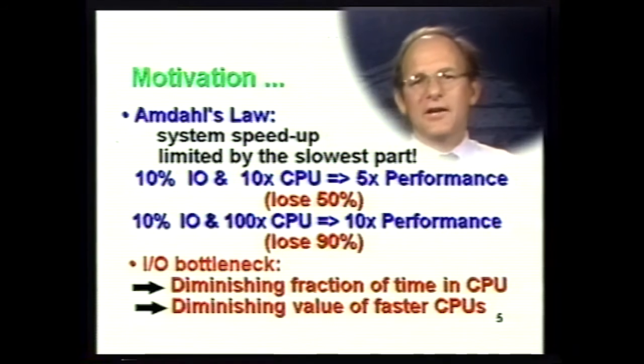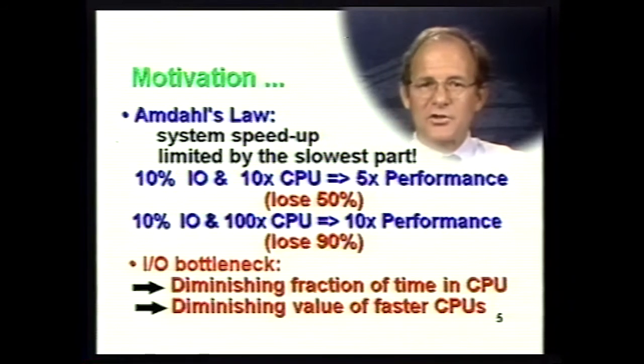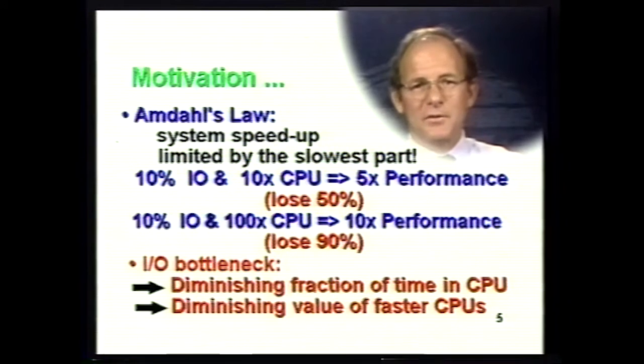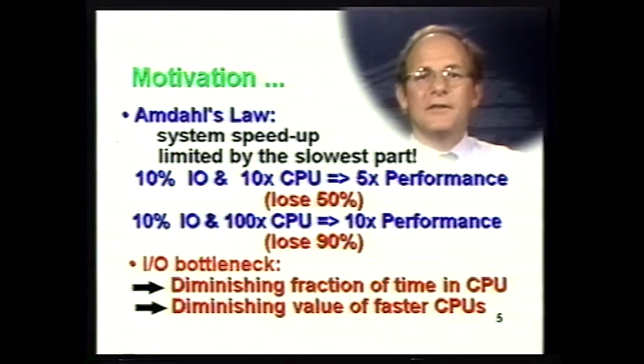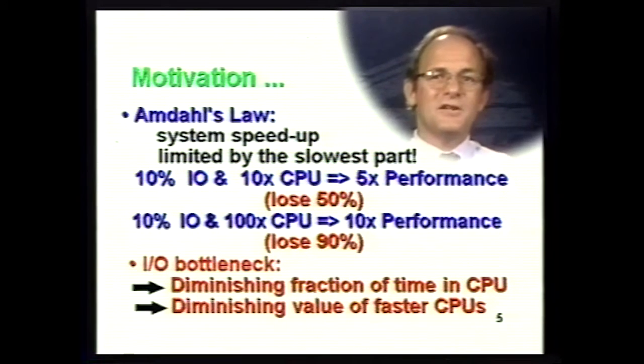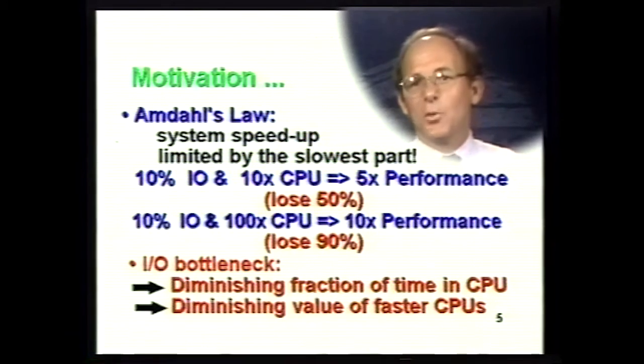That means we have an I/O bottleneck facing us very shortly, because a diminishing fraction of the time is going to be spent in the CPU in the future if we don't do anything about I/O. That means a diminishing value of faster CPUs, which means a diminishing value of researchers who are working on CPUs, not to mention a diminishing value of high-paid academic consultants on CPUs. So I think we all agree this is pretty important, even if we're not going to work on I/O ourselves.